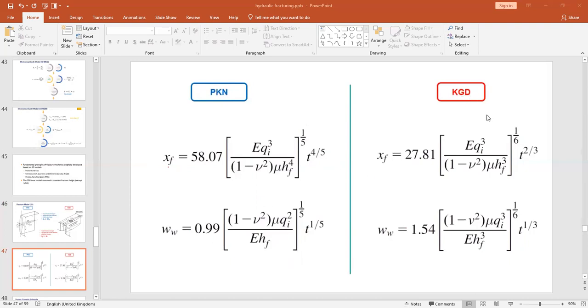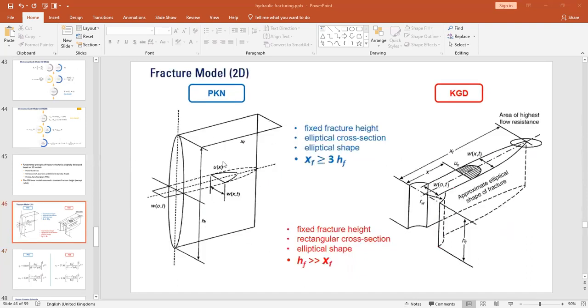For the KGD model also, that's the formula that is used. So if you are using a PKN model, this formula is supposed to be part of your methodology after you have indicated this diagram, because this diagram definitely has to be something that you put there and try to explain how the model is.